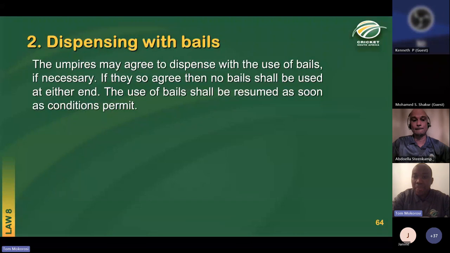Janine, your hand is up. Is that a new hand or was that from your previous question? No, this is a new one. Another question on the intervals.